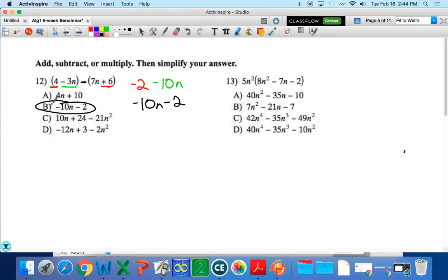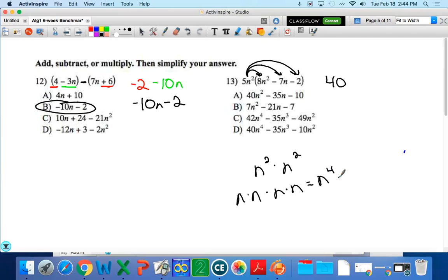13, this is where we actually have a distribution problem, but it's a single distribution. Please don't mess up on the numbers. Right now, you just need to be focusing on honing your skills with the variables. Number times number is 40. N squared times n squared. Let's think about this. Well, what is n squared anyways? It's n times n. And we're multiplying that by n times n, which is just n to the 4th power. So 40n to the 4th power.